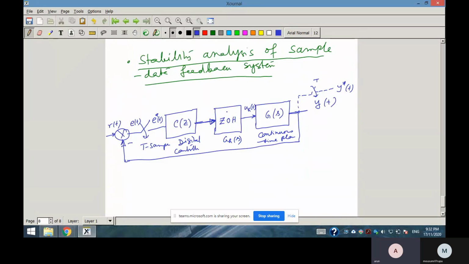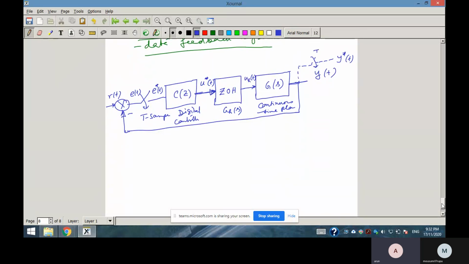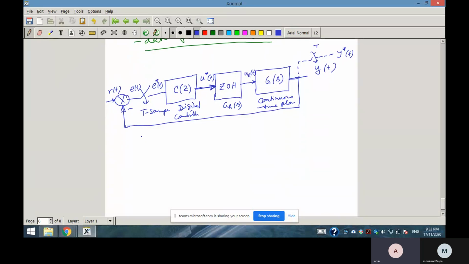So here we can write something like that: U star (t). Here the signal is actually a sampled signal. You need not include another sampler again. You can include it, but we need not show another sampling here. So here, what is the transfer function between Y(z) and U(z)? So the transfer function.